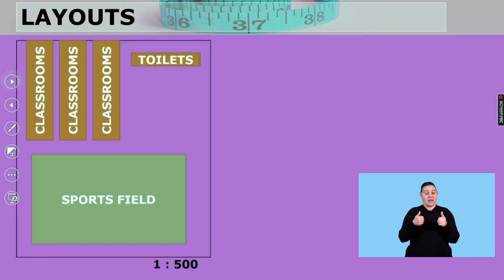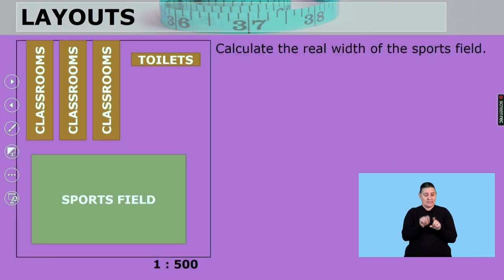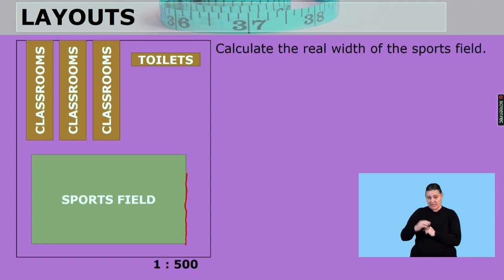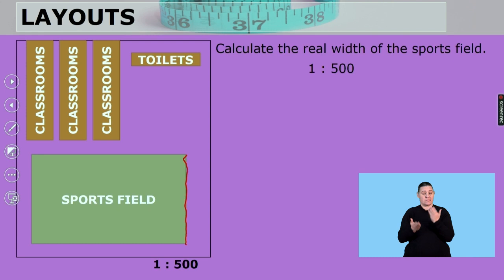Let's carry on. So the next one, same layout. Calculate the real width of the sports field. So if I measure the width now, the width is going that way. So we start with the scale, this one at the bottom here. 1:500. Then 3.25. Again, that's what I got when I measured it. So 3.25 on the left-hand side, because that's where the map part goes, the one on paper.